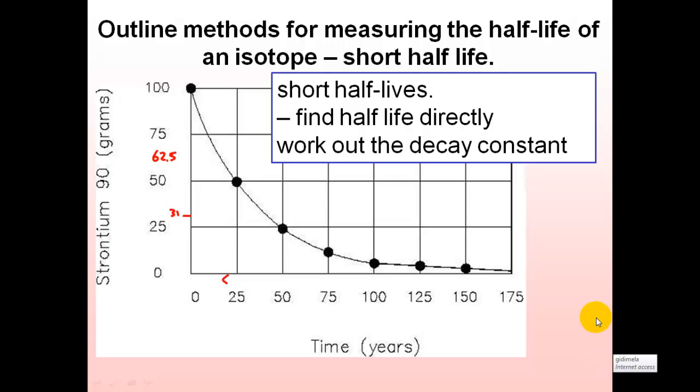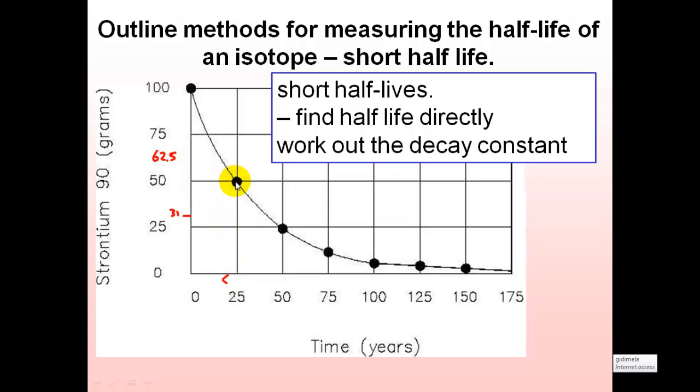We need to outline methods for measuring the half-life of an isotope. We'll start with short half-life. With a short half-life, it's relatively easy. We need to plot a graph of the activity against time, and we can just measure off what the half-life is. Start at 100, goes down to 50, the half-life is 25.